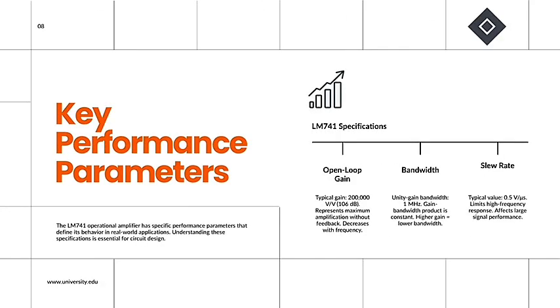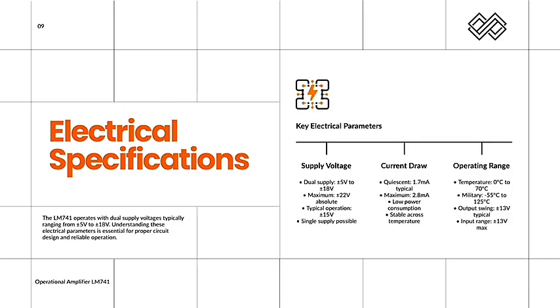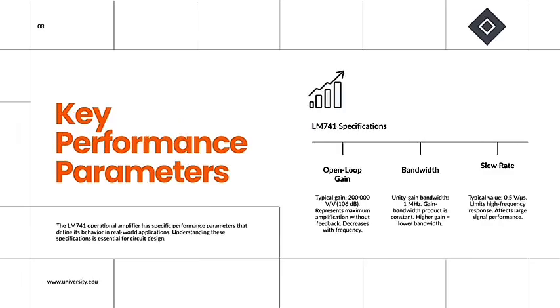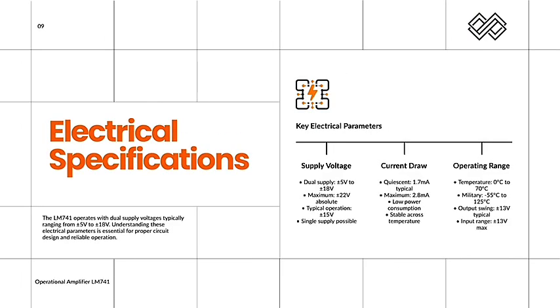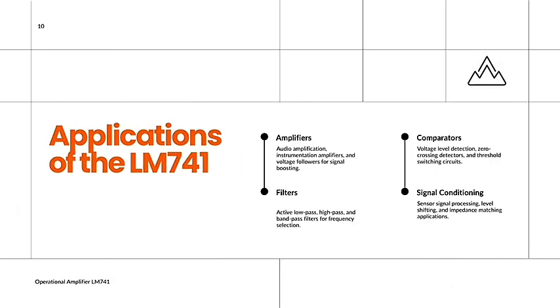Another important parameter is the supply current, which indicates how much current the amplifier consumes from the power supply. For the LM741, the typical supply current is about 1.7 milliamps, and it can go up to around 2.8 milliamps. From this value, we can estimate the power consumption, which is typically between 50 and 85 milliwatts. This is important in applications where energy efficiency is required, such as battery-powered systems.